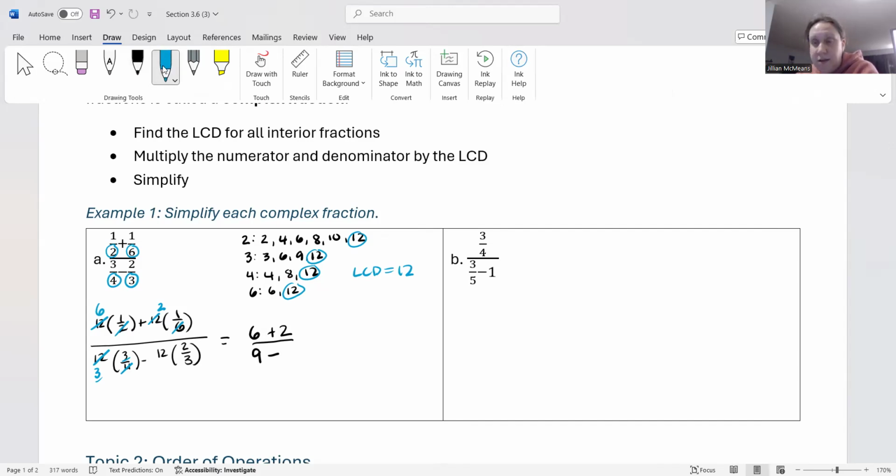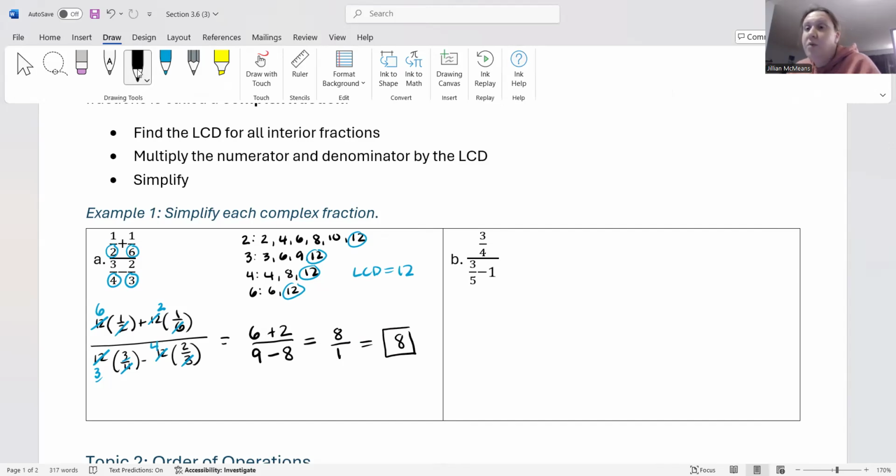And then looking at the last half of the denominator, I have 2/3 times 12. Well, the 3 in 2/3 divides into the LCD of 12 4 times, leaving me with minus 4 times 2. Well, 4 times 2 is just 8. So let's see what this all looks like. So the numerator is 6 plus 2, which is 8. The denominator is 9 minus 8, which is 1. And this all really just simplifies to 8.